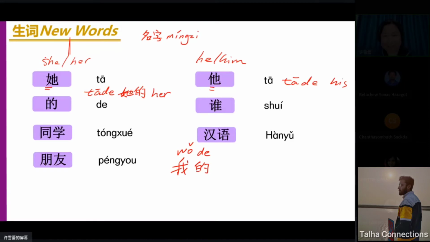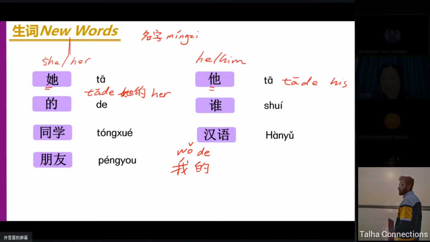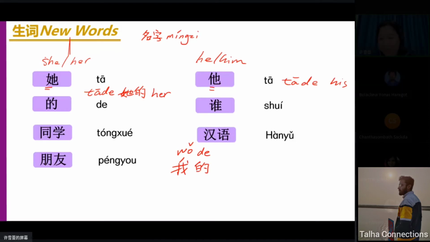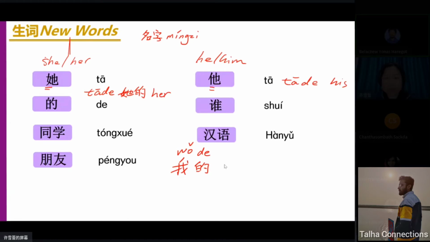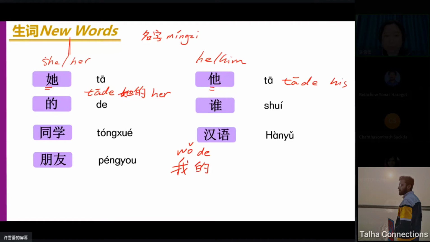You can type Chinese. Yeah, if you don't have a Chinese keyboard, you can try pinyin first, but you need to figure out how to use a Chinese keyboard. Install a Chinese keyboard first, anything. Yeah, learn to use it. All right, good. Now let's read. Please read after me. 跟我读.